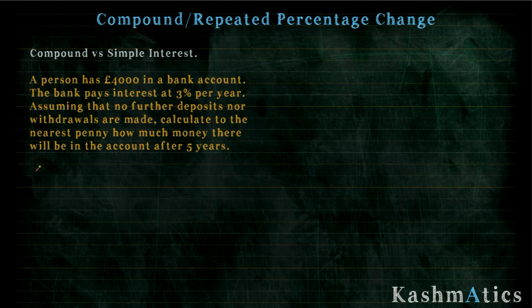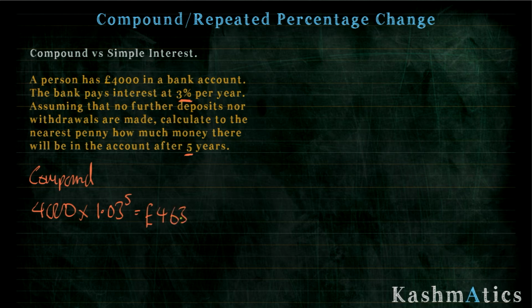So the first one, the compound, you should be okay with. The compound interest is going to be 4,000 multiplied by 1.03, because it's a 3% increase over a period of 5 years. So 1.03 to the power 5, which gives me £4,637 and 10 pence.